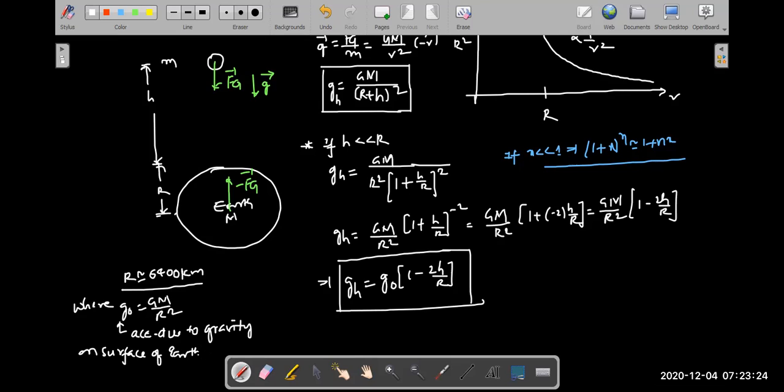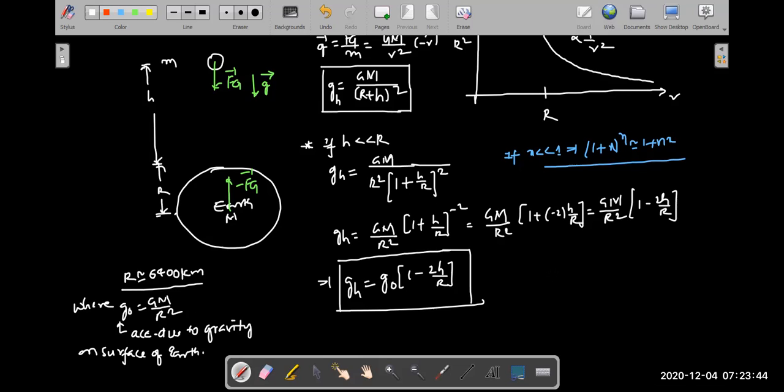Did you get the logic? But this is only for h much less than r. You will not believe me, but in my school days, in my physics textbook, there was something written, and actually I believed it. In fact, all of us believed it.